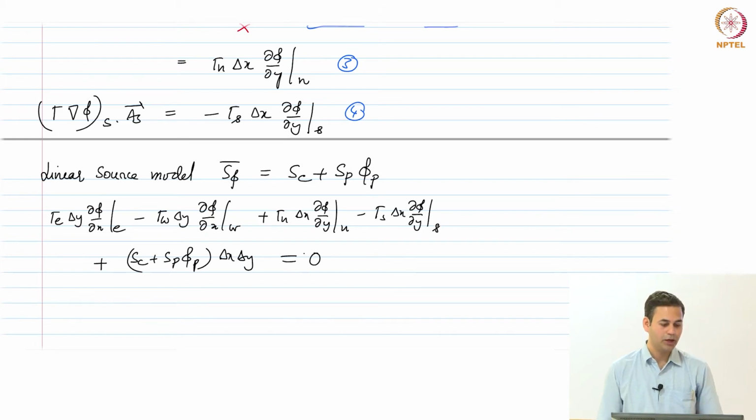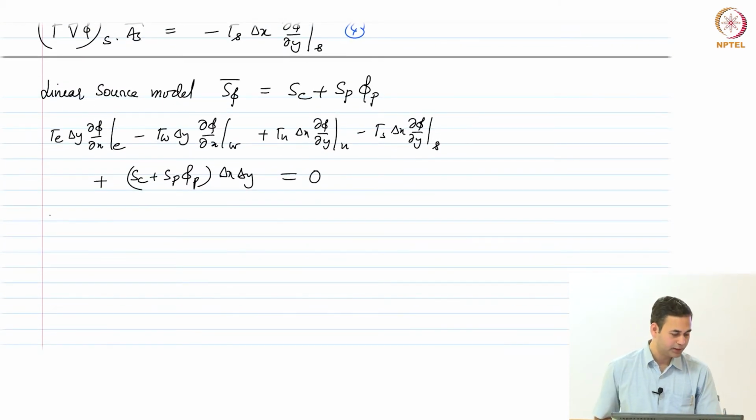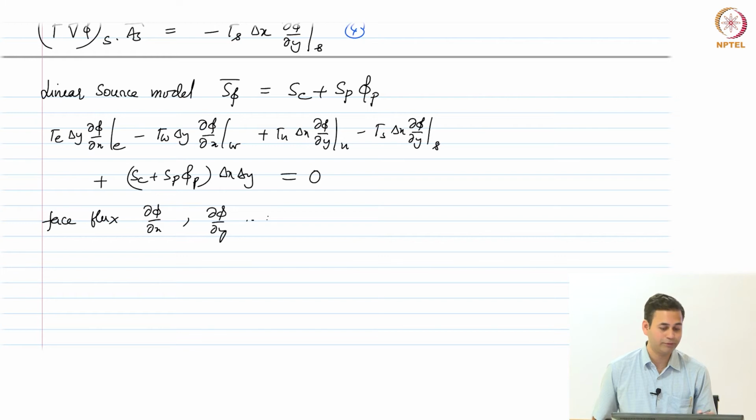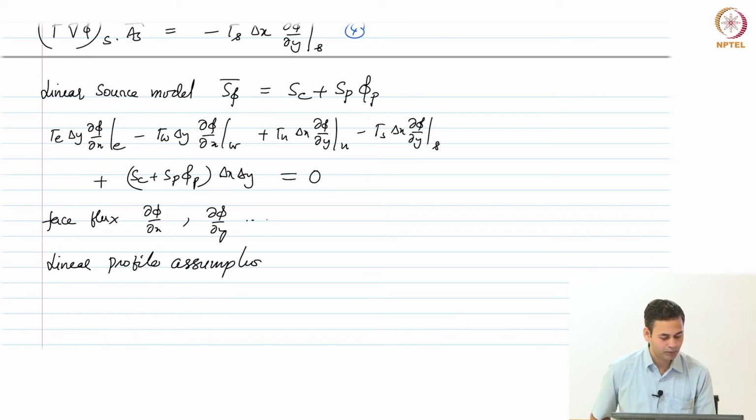Fine. All right. Now, we have got the face fluxes, which are the partial phi partial x and partial phi partial y terms. These we have to express in terms of the cell centroid values. For that, we are going to make a linear profile assumption, and express these.